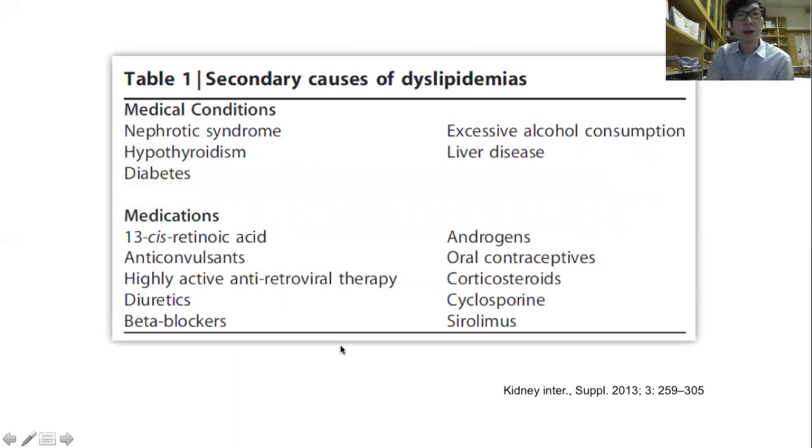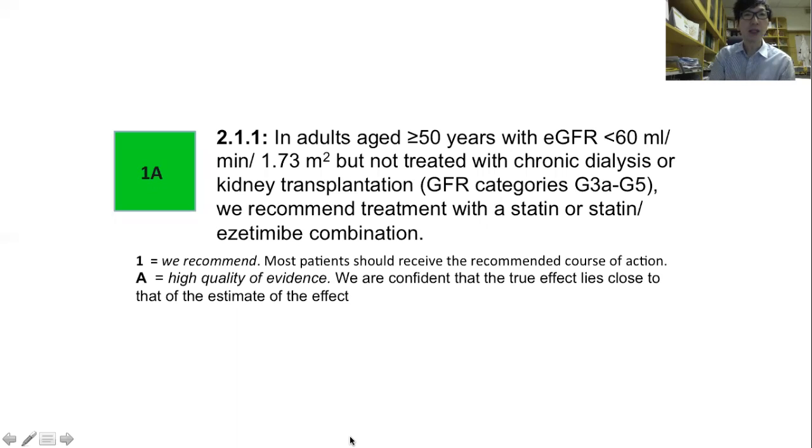We of course know that there are many secondary causes of dyslipidemias, and they are listed here on this table. And this is why we need to check the lipid profile in all the CKD patients. Now 2.1.1 says that adults aged 50 or above with eGFR below 60, but not treated with dialysis, should be offered a statin or a statin plus ezetimibe in case of dyslipidemia. And this is 1A, meaning a recommendation with high quality evidence.